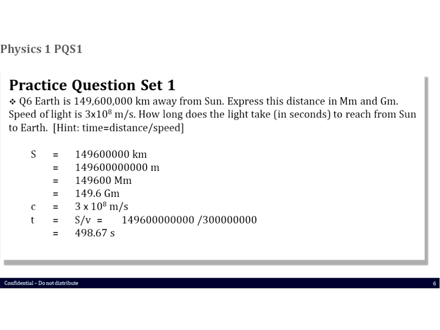Express this distance in megameter and gigameter. Speed of light is 3 into 10⁸ meters per second. How long does the light take in seconds to reach from Sun to Earth? So this is the distance over here.